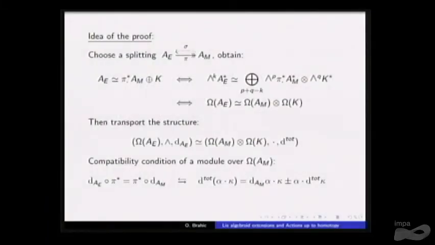And this compatibility condition, which is the crucial one if you think in terms of representations up to homotopy, essentially boils down to the fact that pi is an algebroid map, so it commutes with the differential.